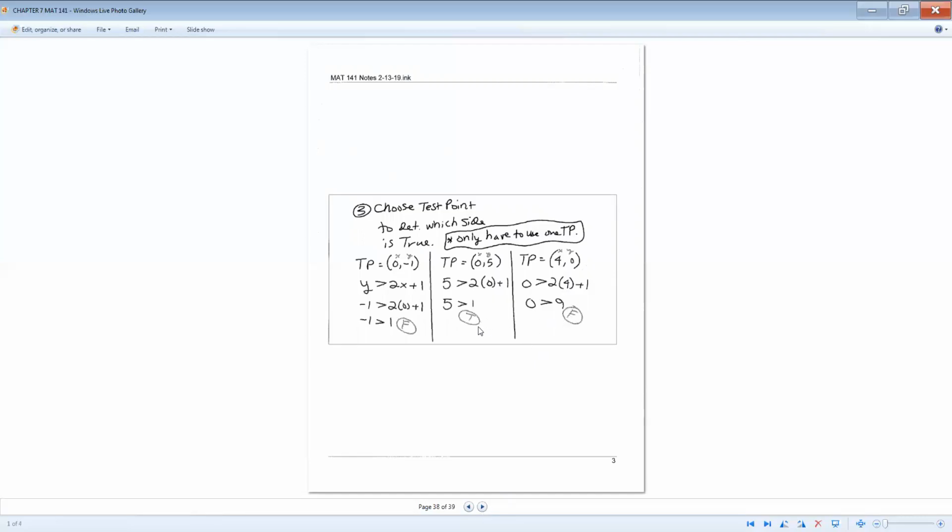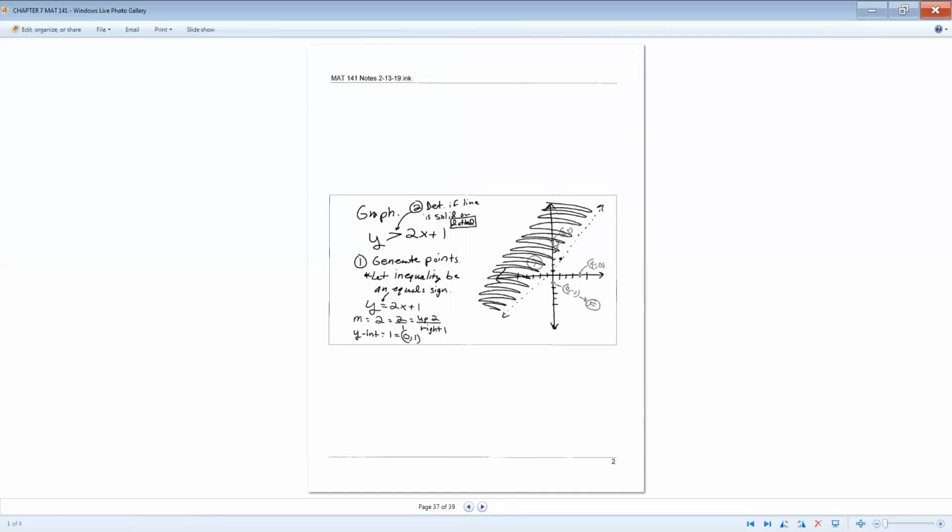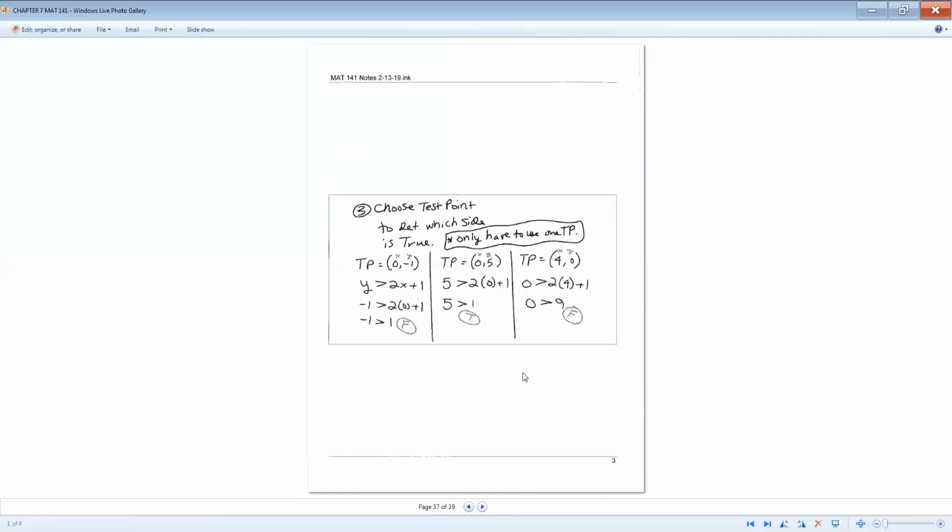And then what I decided to do was choose 2 more points to show you that that is the case. The next one is (0, 5), which is right here. What I'm saying is, if that's true, when I plug in (0, 5), that will give me a true result. Plugging in (0, 5), 5 for y, 0 for x. 2 times 0 plus 1 is just 1. So 5 is greater than 1, which is true. So that's what happens on this other side.